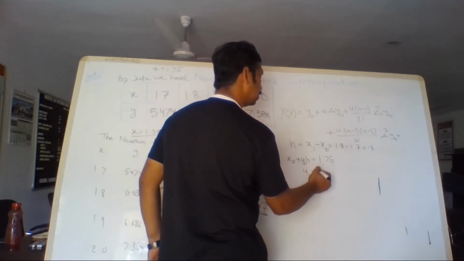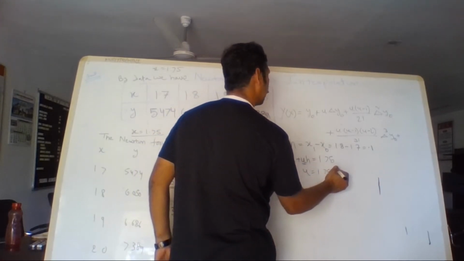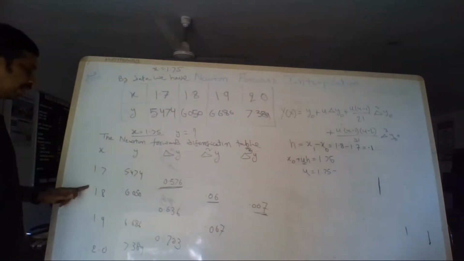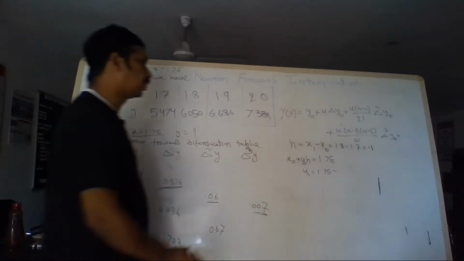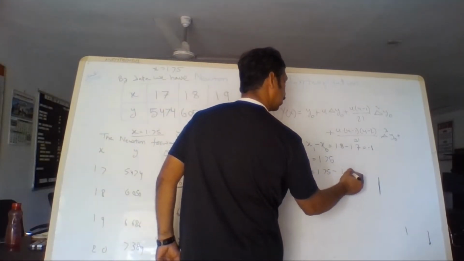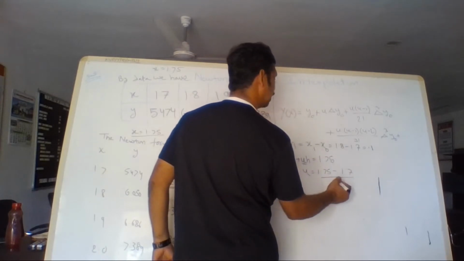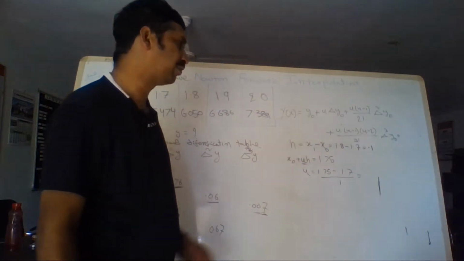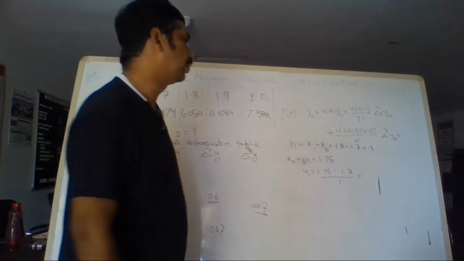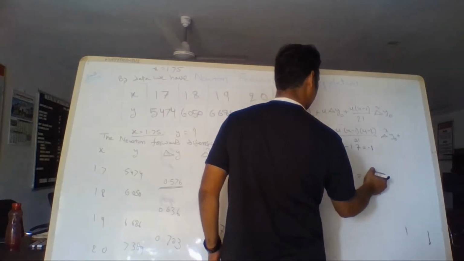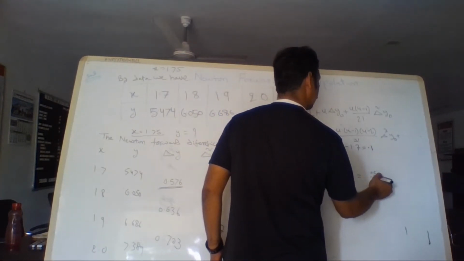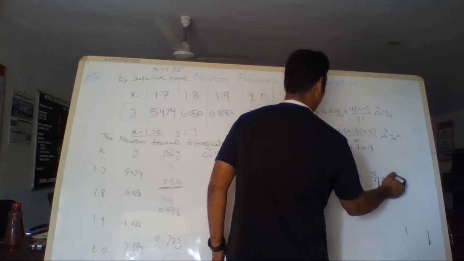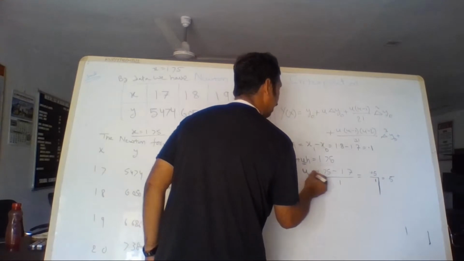u equal to 1.75 minus the value of x0. This is the x0 value, x1 value, x2, x3. x0 is 1.7, divided by h. h equal to 0.1. What is the value of 1.75 minus 1.7? 1.75 minus 1.7 is 0.05 by 0.1, that equal to 0.5. The value of u equal to 0.5.